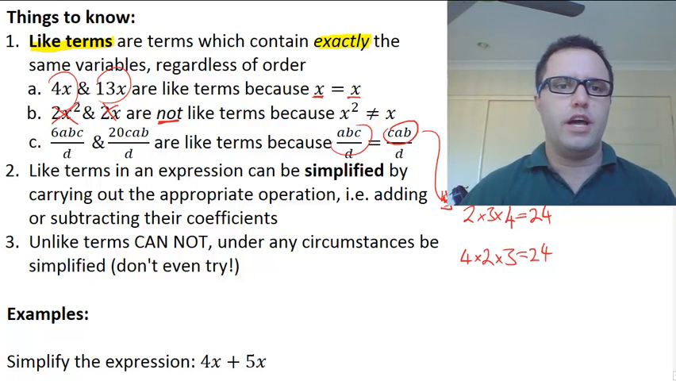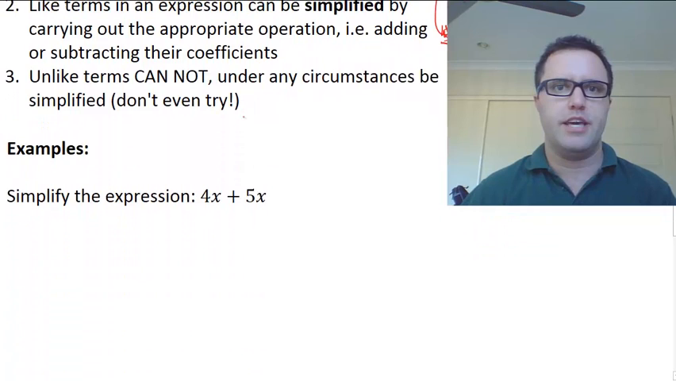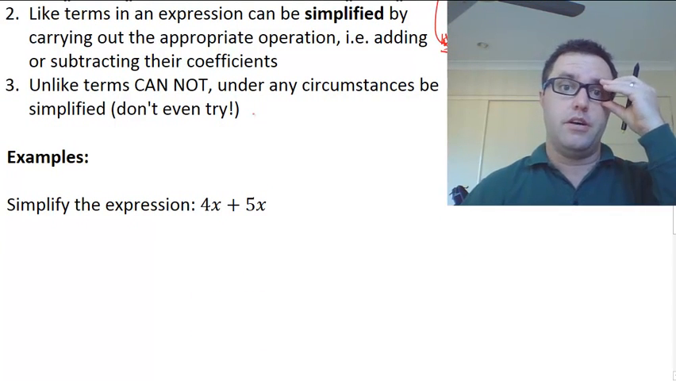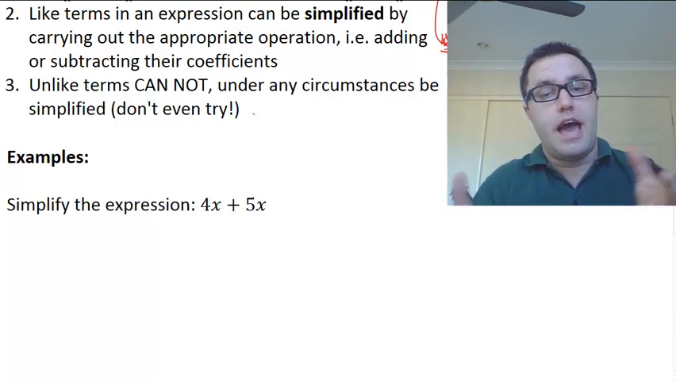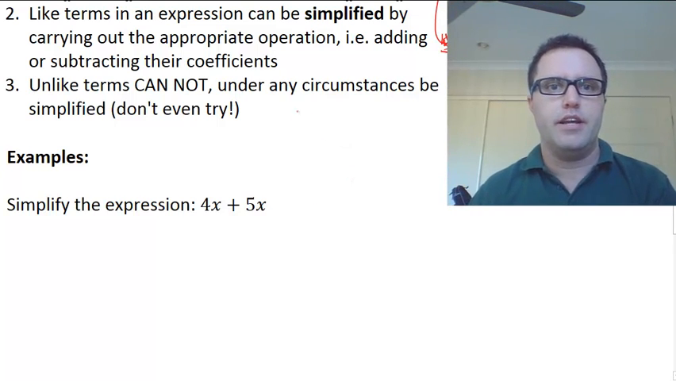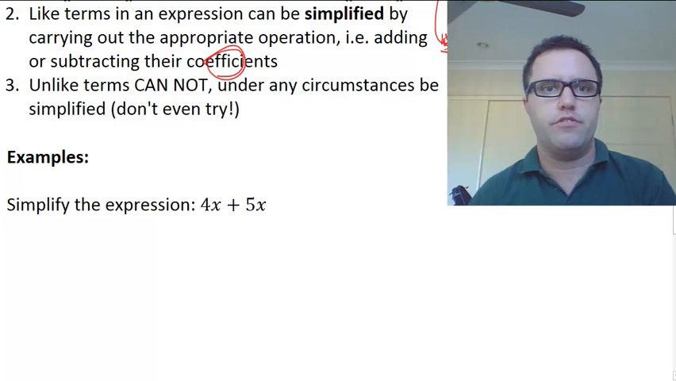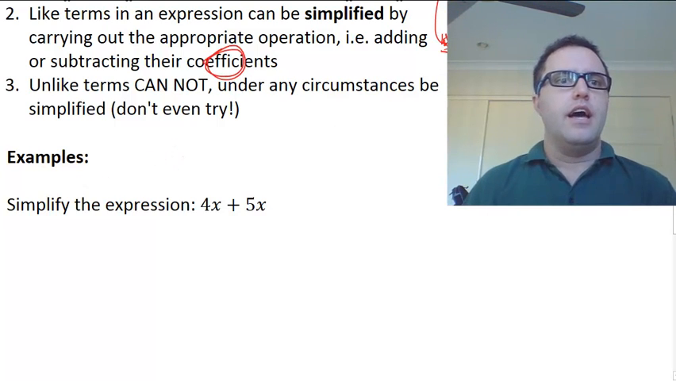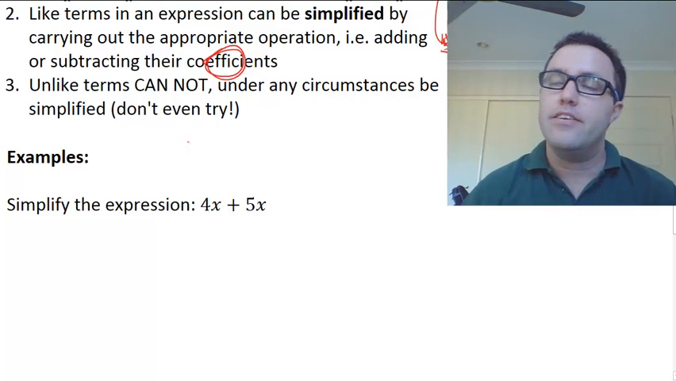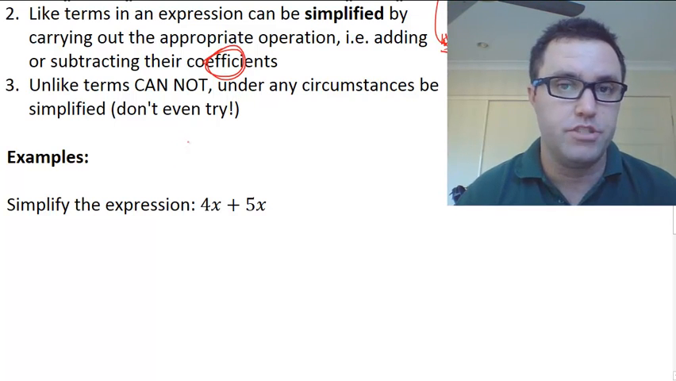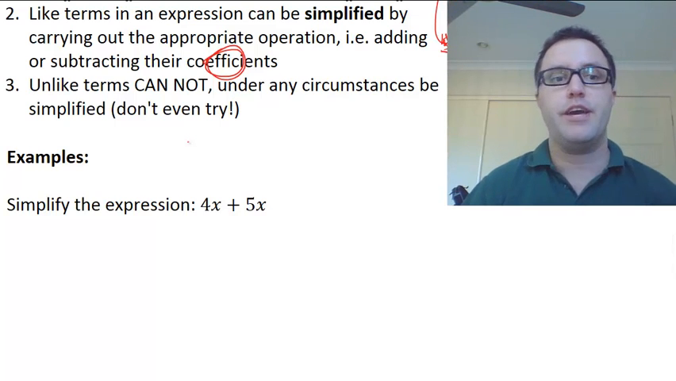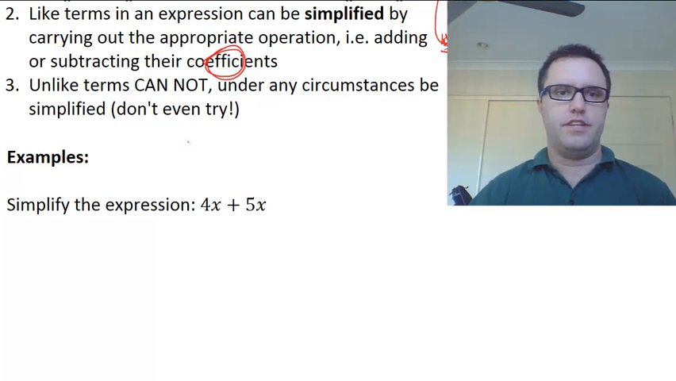Now, like terms in an expression can be simplified by carrying out the appropriate operation, that is to say adding or subtracting their coefficients. That's the important part. We just add and subtract their coefficients only. Unlike terms, as I've said before, cannot, under any circumstances, be simplified. Just don't even try to add together two unlike terms. Right, we're going to have a look at a couple of examples.